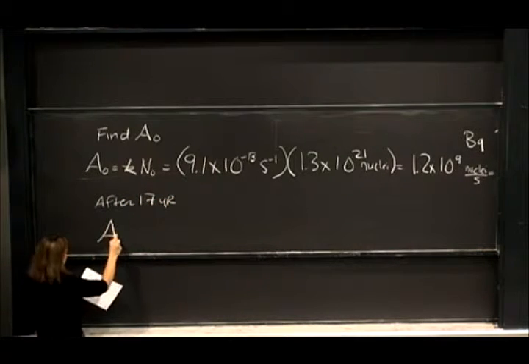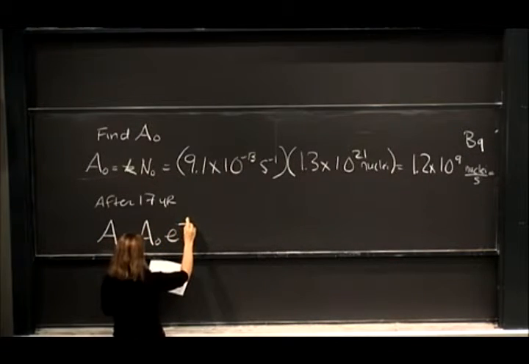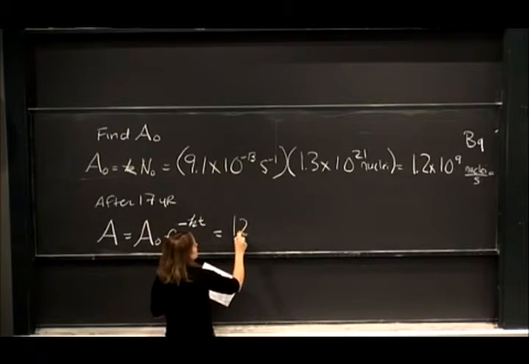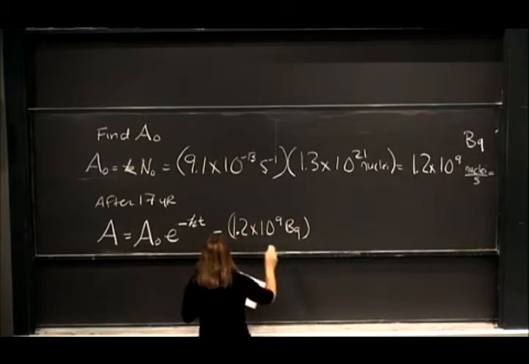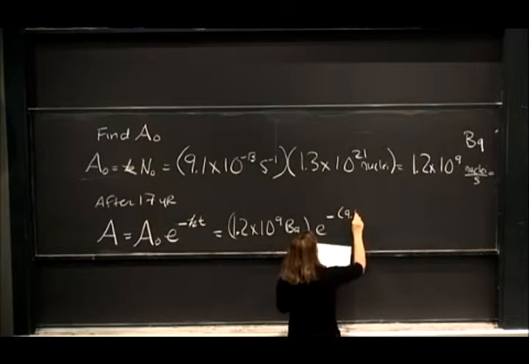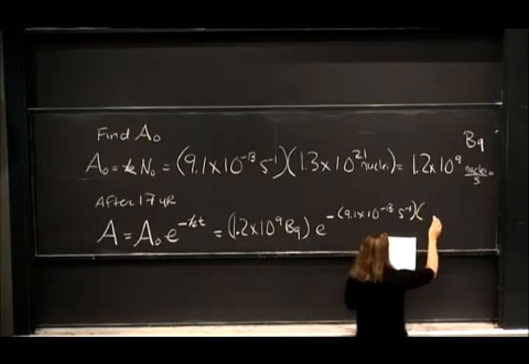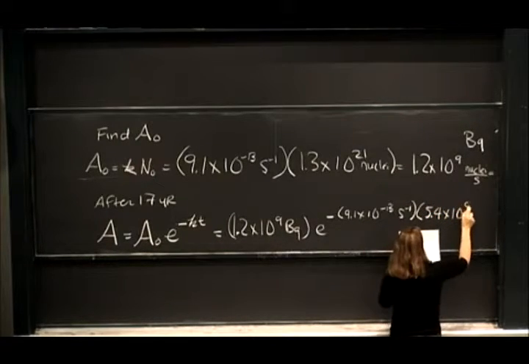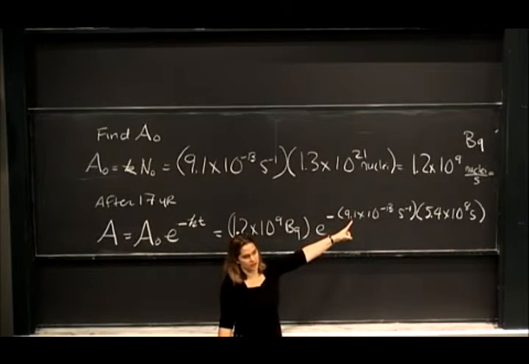so now we can say that the activity at some time is equal to the original activity, e to the minus kt. And we can put in the activity that we just found, which is 1.2 times 10 to the 9 Bq times e to the minus k, which is 9.1 times 10 to the minus 13th per second times 17 years, which in seconds is 5.4 times 10 to the 8th seconds. So here we want to make sure that our units are going to cancel.